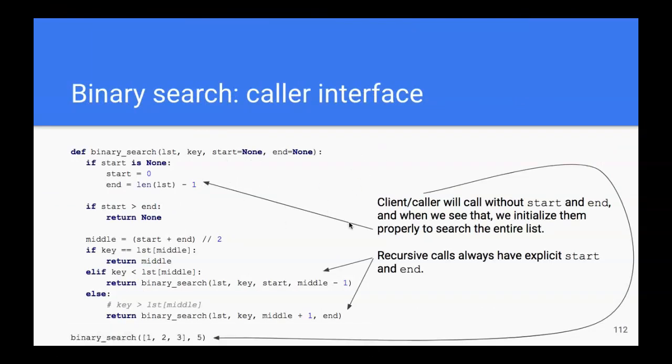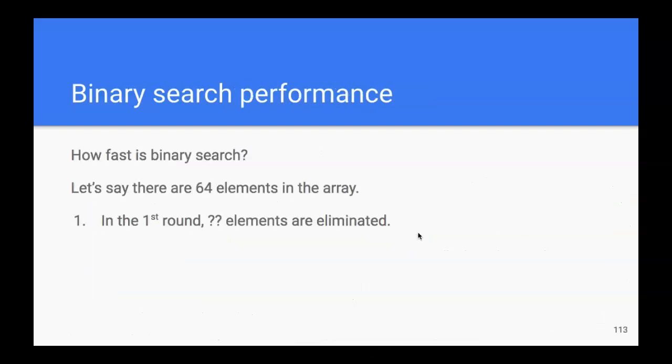Okay, so finally, I want to talk about performance. Remember, the whole reason we want to do binary search is it should be a lot faster for a sorted list anyway. So how fast is it really?